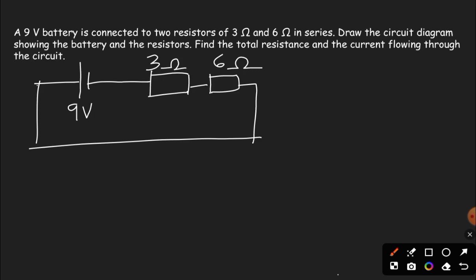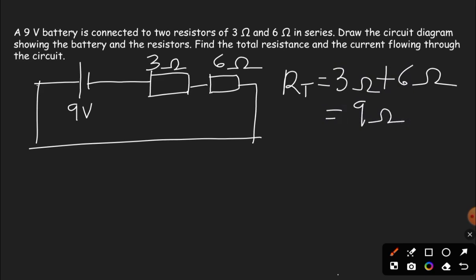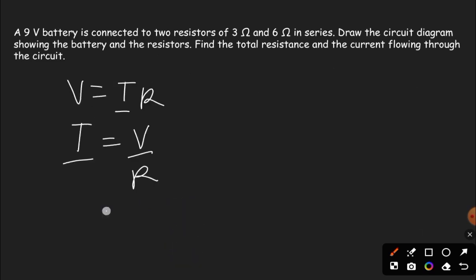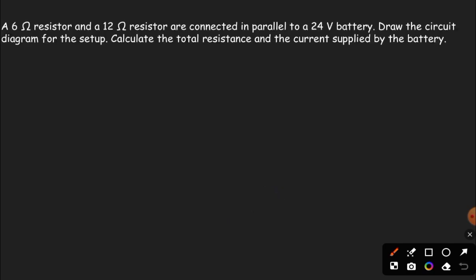So we are first supposed to find the total resistance. Now, connection in series, RT equals, we are just supposed to add them. 3 ohms plus 6 ohms, we are going to get 9 ohms. So that's our total resistance. And we are supposed to find the current. V equals IR. So when you make I the subject, you're going to have I equals V over R. So we had 9 volts over resistance of also 9 ohms. So our current is going to be 1 ampere. I'll pause the video and then try this question.